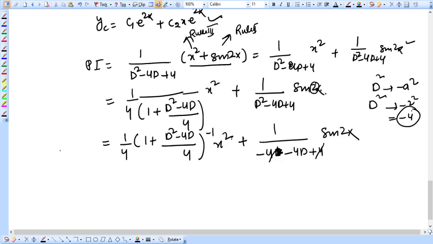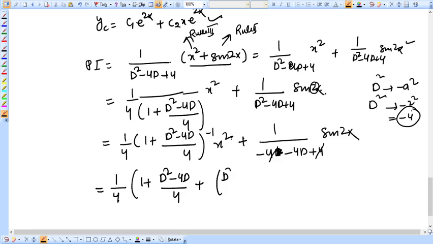Now it would be equal to 1 over 4 (1 plus d square minus 4d plus 4 plus d square minus 4d divided by 4) whole square, up to so on.